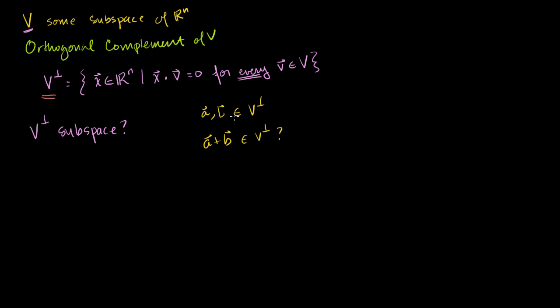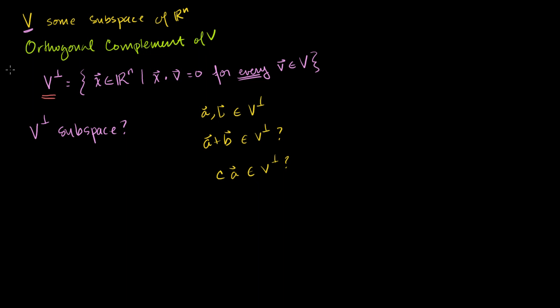And then the next condition is, well, if A is a member of V perp, is some scalar multiple of A also a member of V perp? And then the last one, it has to contain the 0 vector, which is a little bit redundant with this, because if any scalar multiple of A is a member of our orthogonal complement of V, then you can just multiply it by 0. So it would imply that the 0 vector is a member of V perp.